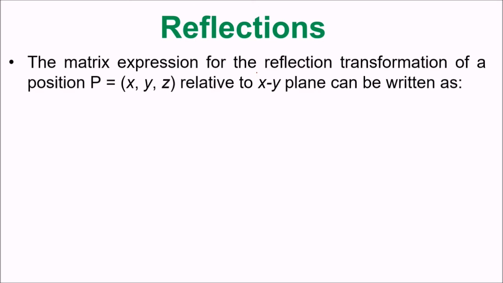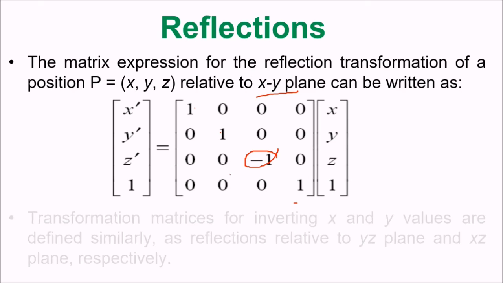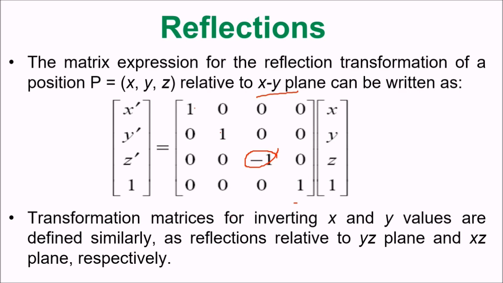Then comes the reflection. The matrix expression of the reflection transformation of a position P related to, say, the xy plane is written by 1, 1, and you use minus 1 here, 1. This is about the xy plane. So the transformation matrix for inverting xy values is defined similarly. If you use the yz plane, see in the xy plane you use minus 1 here. For the yz plane you will use minus 1 here. For the xz plane, you use minus 1 here.